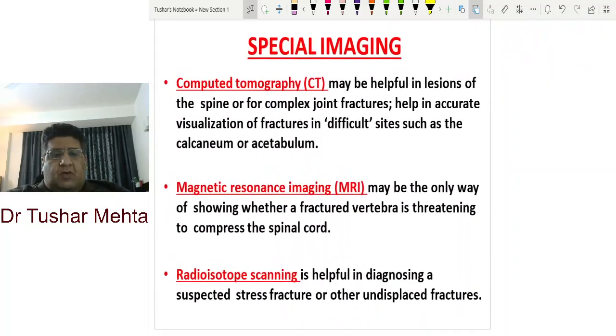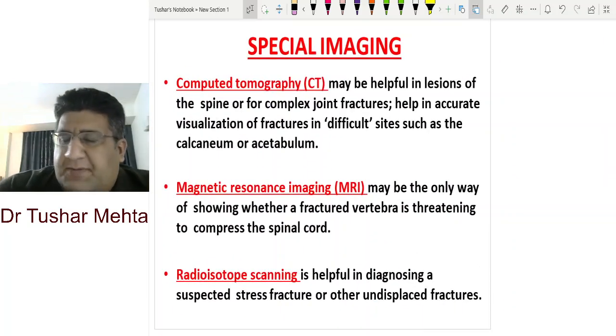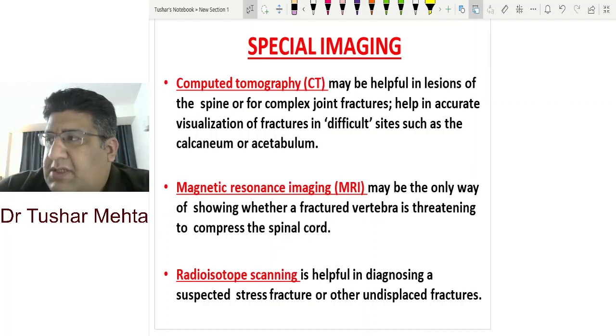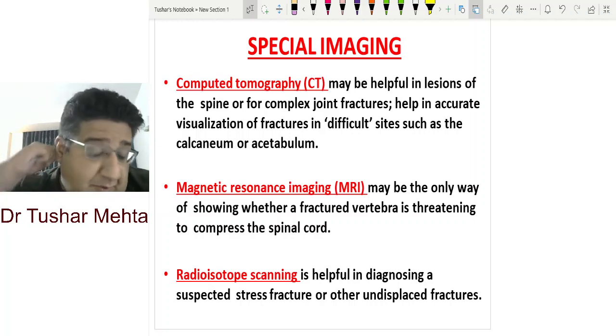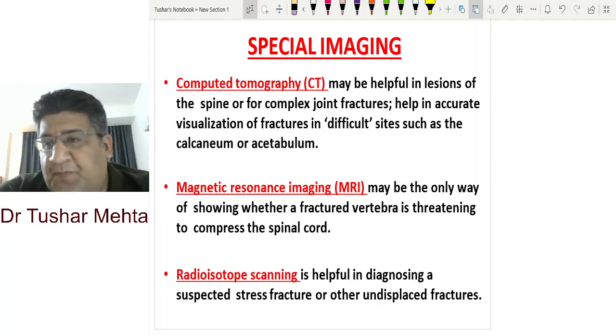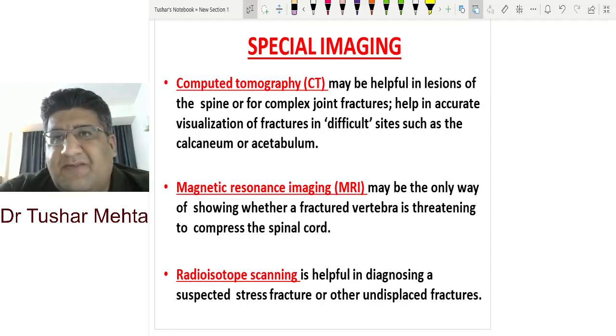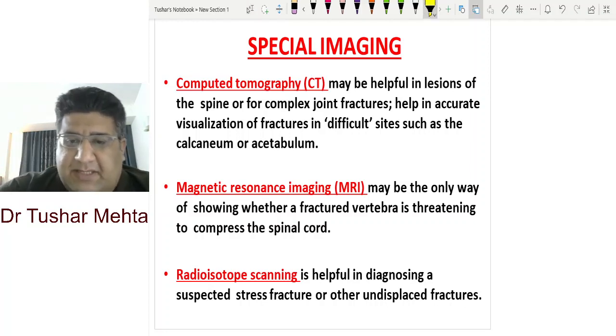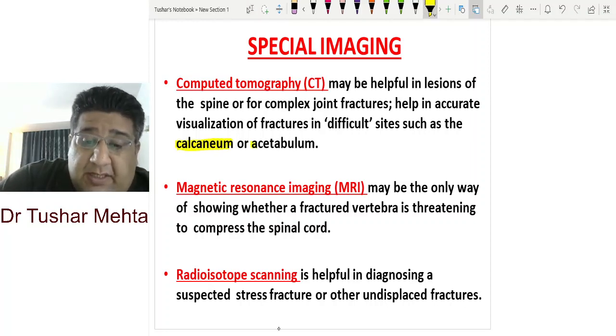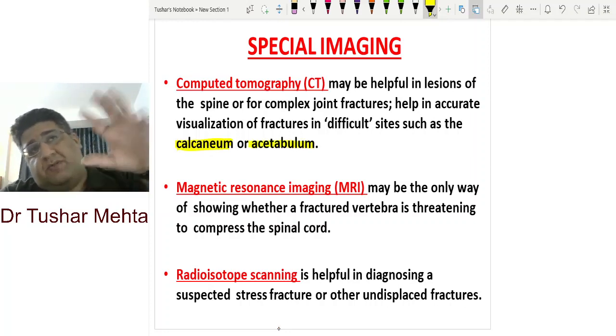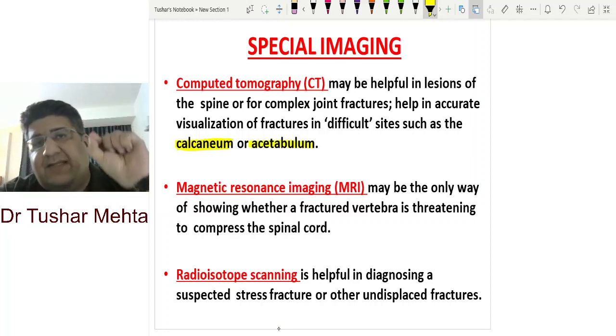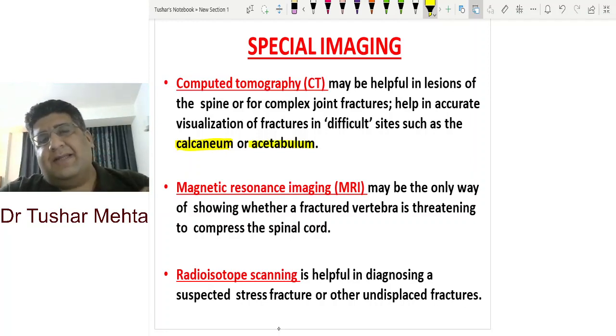Now, what about these special investigations? Three special investigations we will be discussing here. One is CT, one is MRI, one is bone scan. Now, when we talk about CT, I'll be very honest in telling you that CT is important only for certain difficult areas, or certain inaccessible sites, out of which calcaneum is very important. Acetabulum is very important. Just on an X-ray, you cannot delineate the exact number of fracture fragments and the exact anatomy of the fracture line. It is not possible, particularly if you're talking about calcaneum or acetabulum.